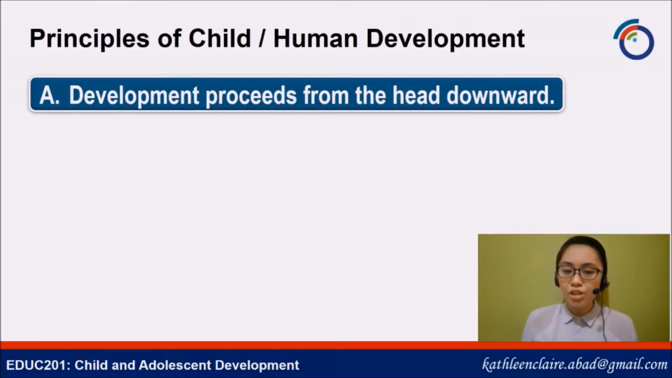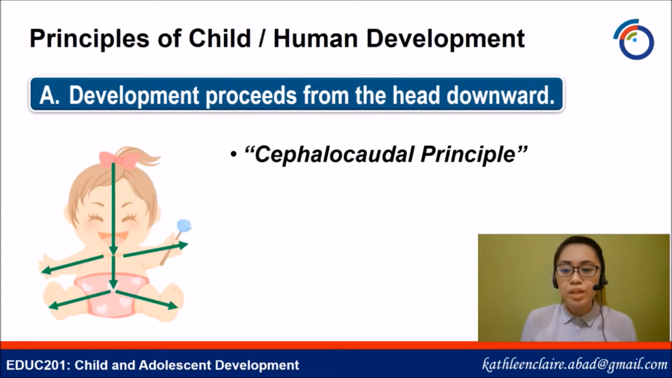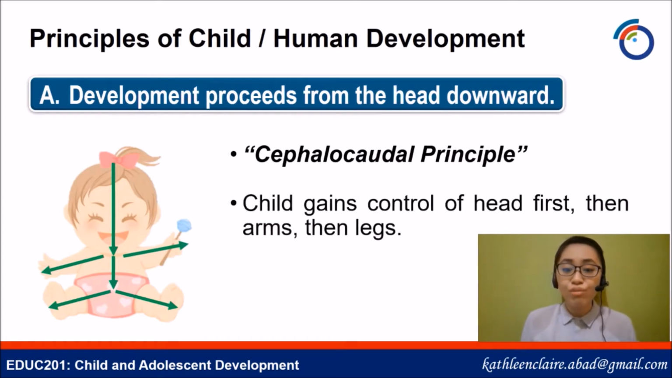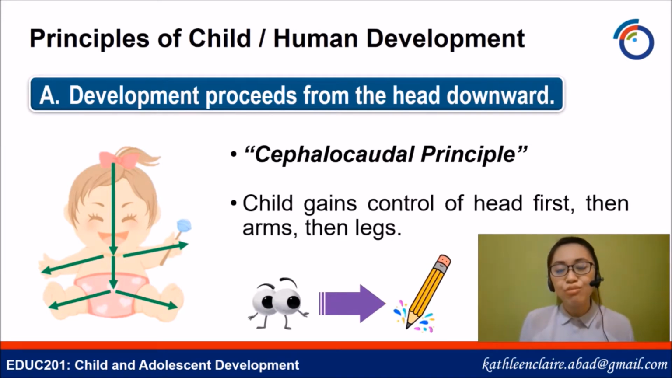So first, letter A, we have development proceeds from the head downward. This is also known as the cephalocaudal principle. So according to this principle, the child gains control of the head first, then the arms, and then the legs. So basically, ito yung reason why the babies, diba, they learn to distinguish objects or people muna before they learn how to write or they learn how to walk. Okay? Kasi from top to bottom nga sabi.